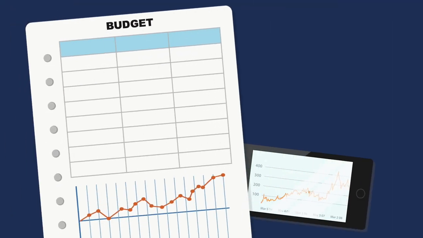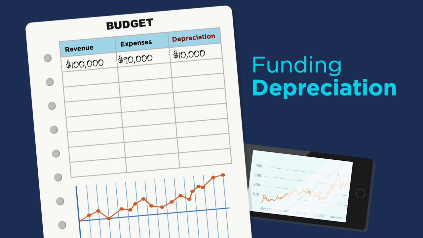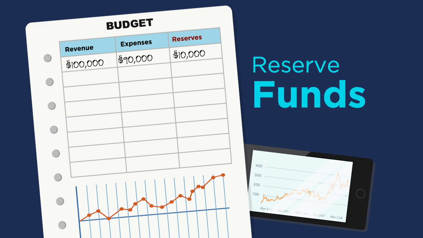Consider budgeting for a surplus. You can do this by setting aside cash for depreciation expenses. This is called funding depreciation. You can also designate reserve funds as an opportunity fund to support new initiatives in the future.